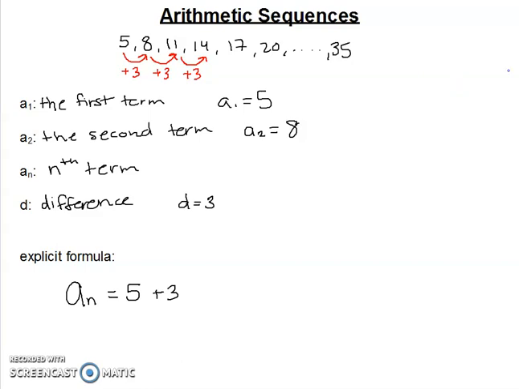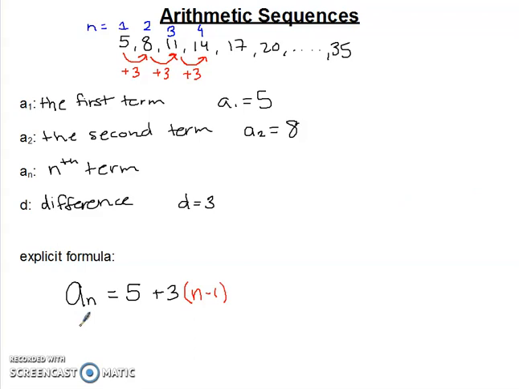So if we're looking at this list, to get to 5, which is my first term in my list, my n value here is 1. To get to 5, I don't add 3 at all. To get to 8, which has an n value of 2, I add 3 once. To get to 11, which has an n value of 3, I add 3 twice. To get to 14, which has an n value of 4, I add 3 three times. So I'm adding that 3 one less time than the place that I'm trying to find.